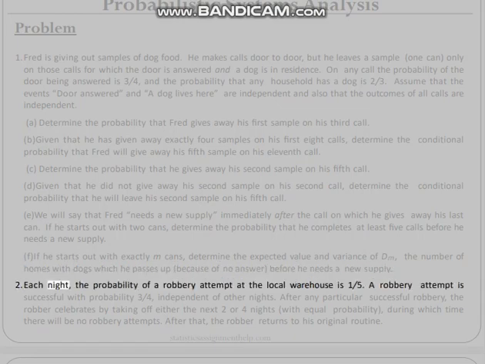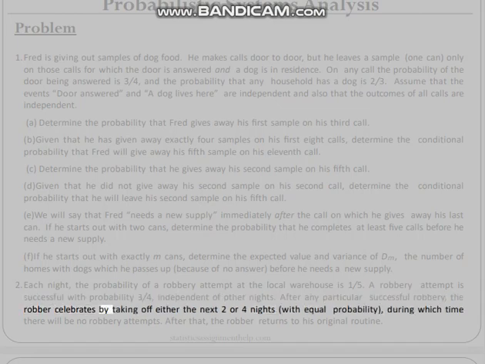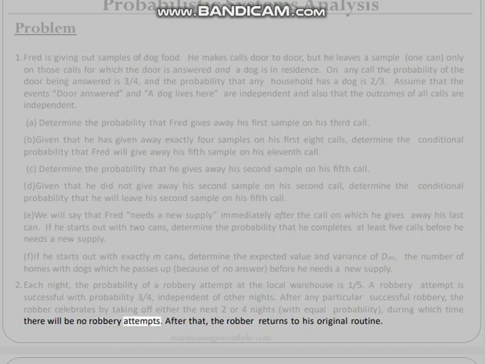2. Each night, the probability of a robbery attempt at the local warehouse is 1/5. A robbery attempt is successful with probability 3/4, independent of other nights. After any particular successful robbery, the robber celebrates by taking off either the next 2 or 4 nights, with equal probability, during which time there will be no robbery attempts. After that, the robber returns to his original routine.